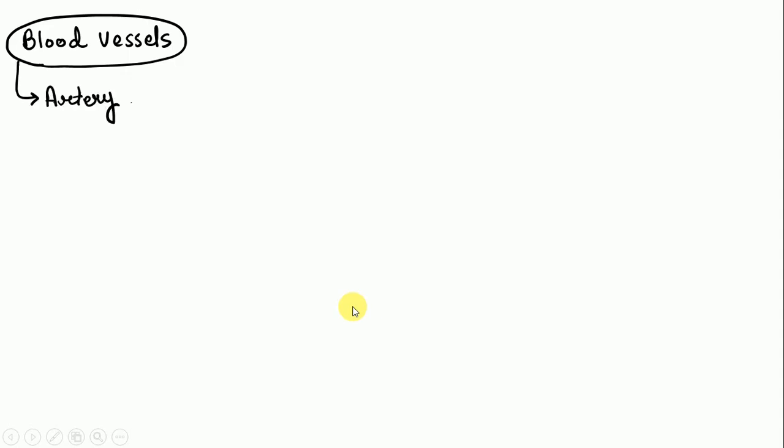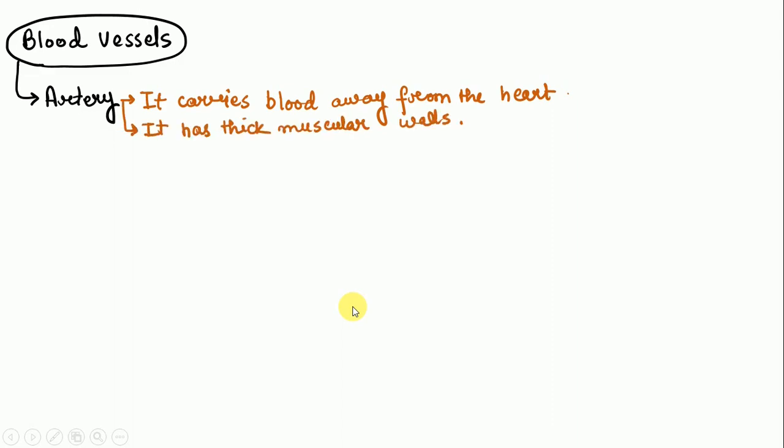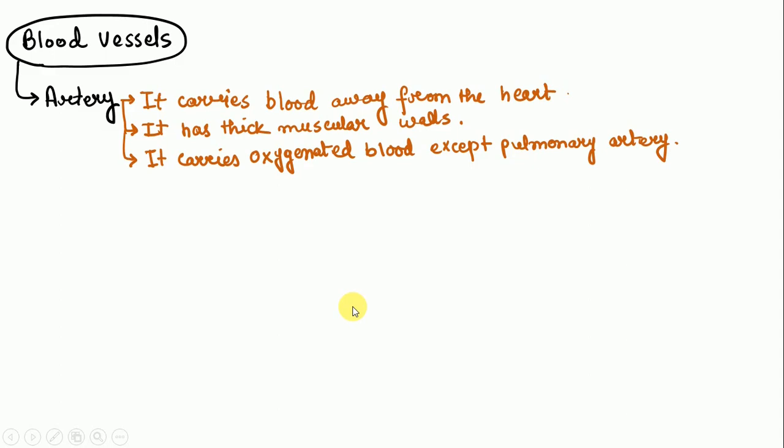Now let us understand the blood vessels. There are basically three types of blood vessels, out of which the first is artery. This artery carries blood away from the heart. If you want the blood to be transported to all the body parts from the heart, the artery does this. Artery has thick muscular walls because whenever the heart pumps, the blood has a very high pressure. To resist that high pressure, the artery has thick muscular walls. The third point is it carries oxygenated blood except the pulmonary artery. We will see this also.